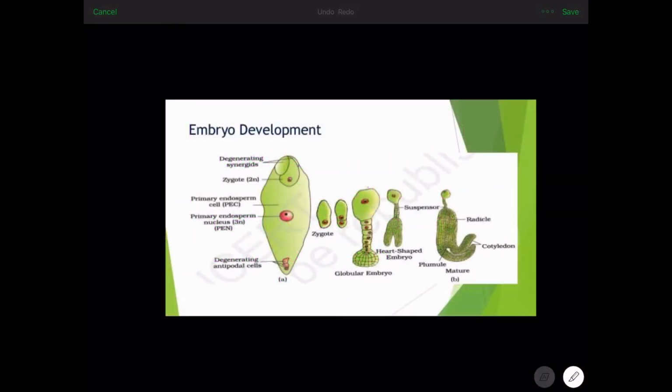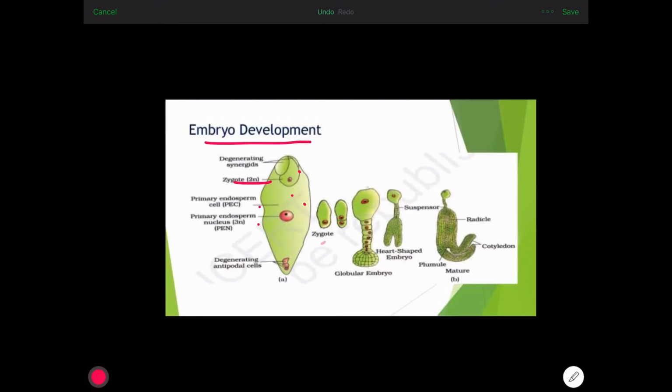Now we shall discuss development of embryo. Development of embryo from zygote is known as embryogeny. So this is fertilized embryo cell. This is zygote. This is primary endosperm cell. This is primary endosperm nucleus. This cell develops into endosperm and zygote develops into embryo. And development of endosperm occurs first and then embryo starts developing.